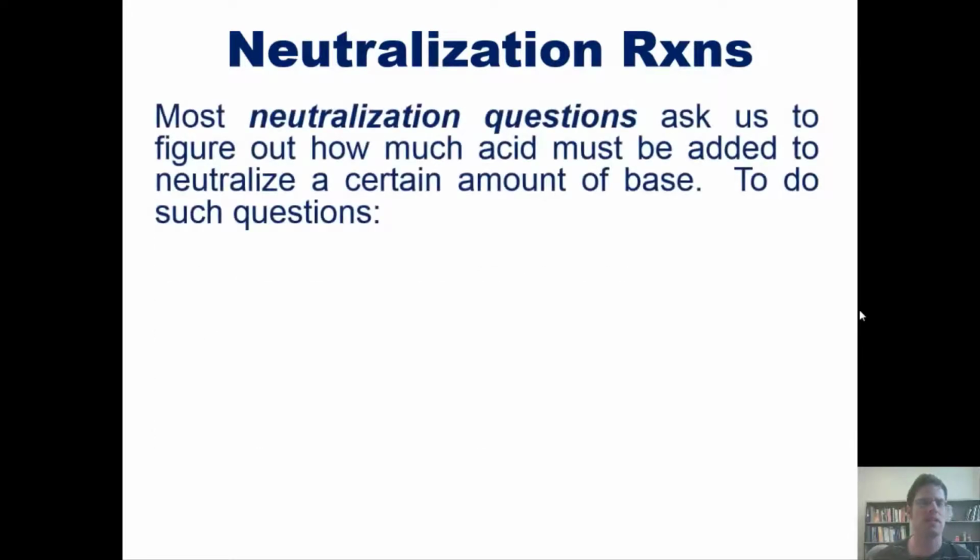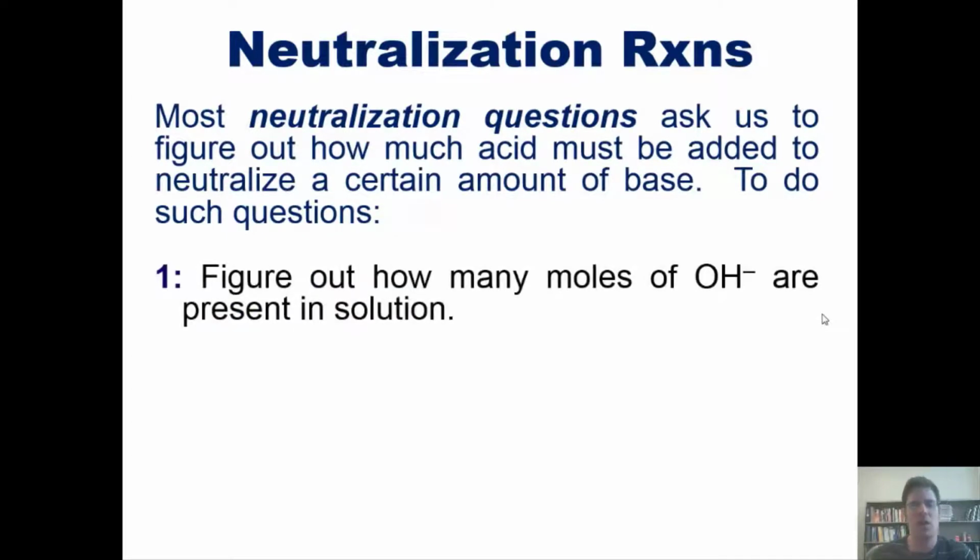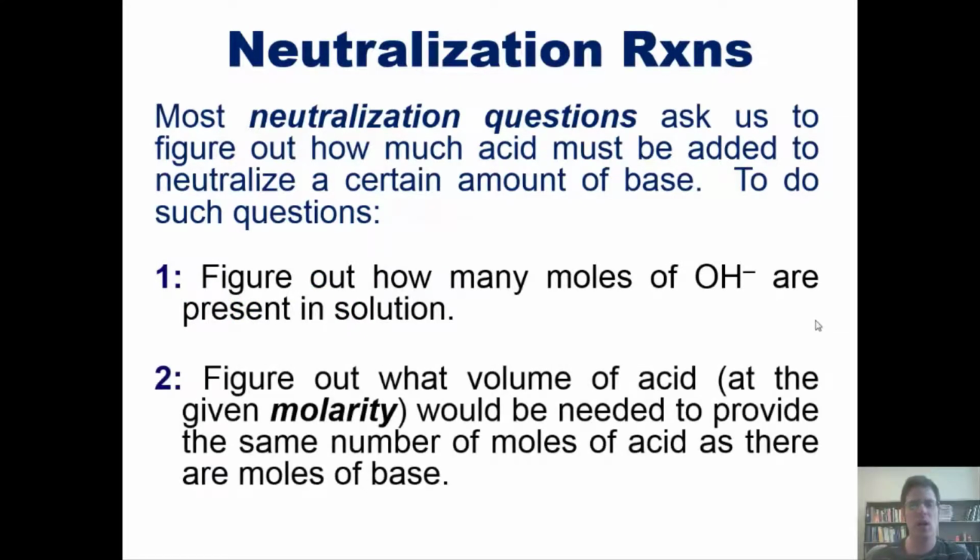Most neutralization questions ask us to figure out how much acid must be added to neutralize a certain amount of base. To do these questions, first, figure out how many moles of hydroxide are present in the solution. Next, figure out what volume of acid at the given molarity would be needed to provide the same number of moles of acid as there are moles of base. And that's pretty much it. Let's take a look at a problem then.